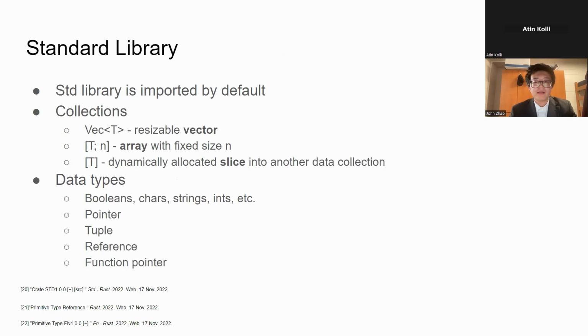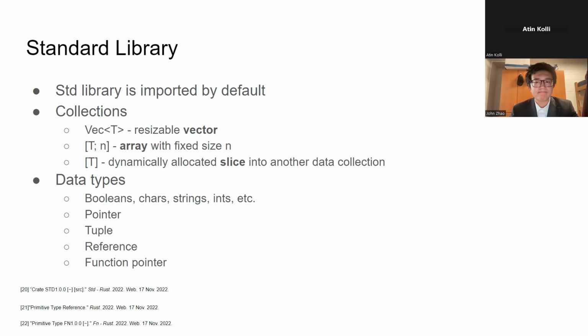A vector is a resizable collection of items of type T, and an array is similar to arrays in other languages. It's a collection of fixed size with items of type T. An array in Rust is different from other languages because both type and size are specified in the square brackets. A slice is a pointer to a block of memory, and it can be used to access pieces of an array or vector. A slice is dynamically allocated, so its size is calculated at runtime.